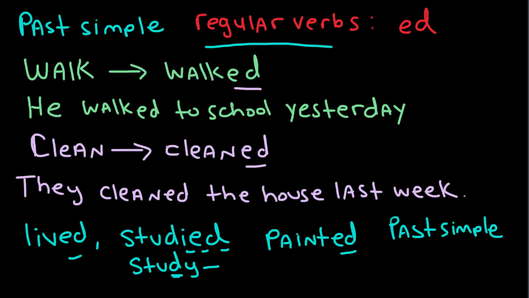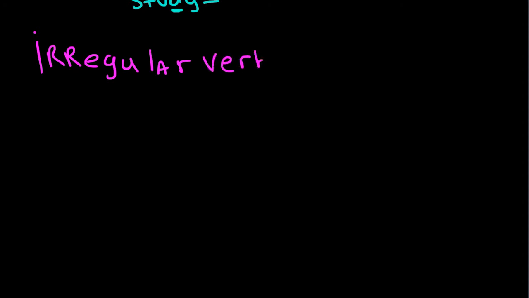Let's look at some irregular verbs. Irregular verbs are a bit more tricky because there is no real rules as to how to conjugate irregular verbs. So you have to look at an irregular verb chart and memorize the verbs. But we can talk about some of the most common irregular verbs.